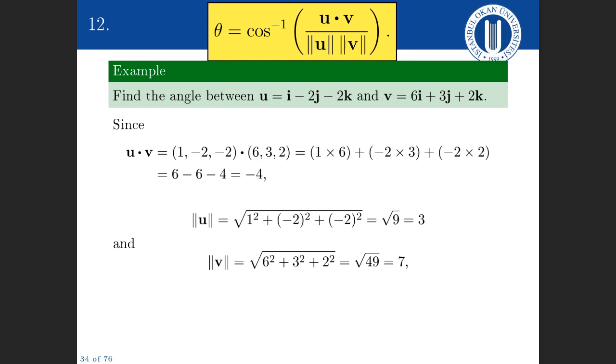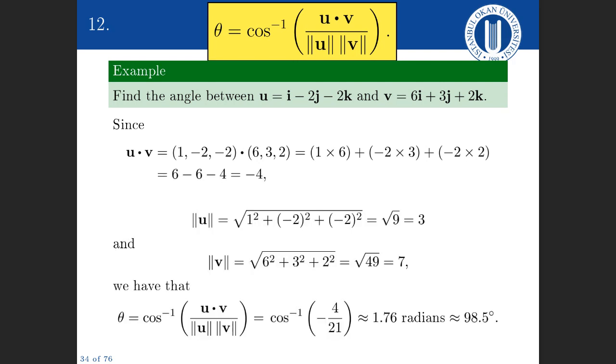So we're going to put -4, 3, and 7 into our formula. The angle between these two vectors is going to be inverse cosine of -4 divided by 21. And if we have a calculator, we can calculate that that's approximately 98.5 degrees or 1.76 radians. But you won't have a calculator in the exams. If you're given an exam question like this, then you don't do the last part. You just finish your answer as inverse cosine of -4 over 21.